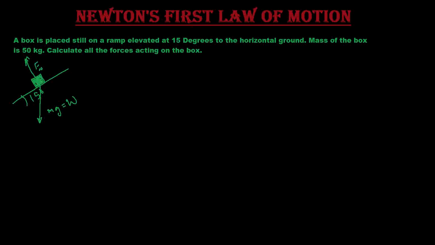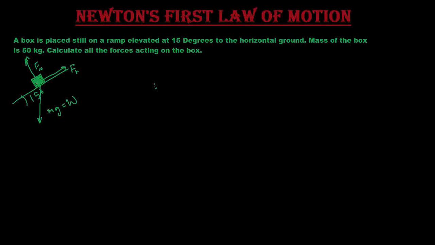Another force acting on the body is the friction force that is acting up the ramp, and it can be denoted by Fr. Basically these are the three forces acting on the body right now, so that the body is at rest and it is not falling down. The friction force is responsible for the body being at rest, because the downward component of the weight of the box would otherwise make it fall down the ramp.